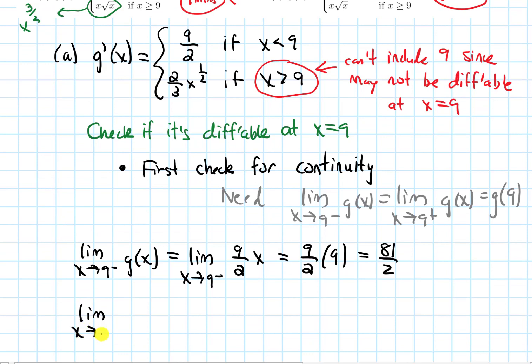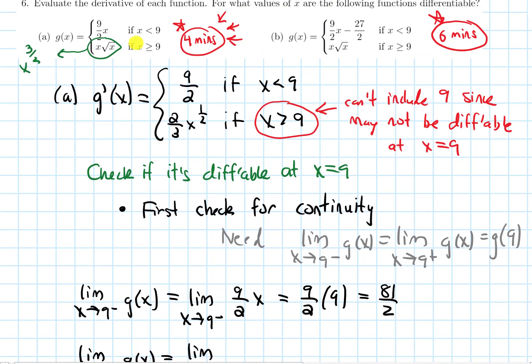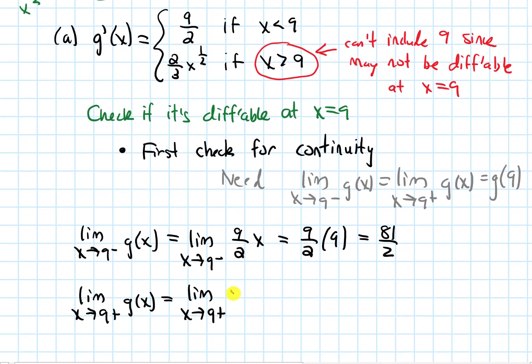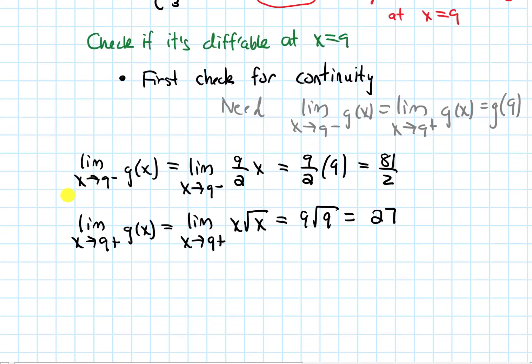The limit as x approaches 9 from the right of g of x. And on the right side of 9, x is going to be bigger than 9, so I use this bottom piece. I'm going to use x root x. And if we plug 9 into that, we get 9 times root 9, which is 9 times 3, and that's 27. So I don't even need, at this point, to figure out g of 9. These are already different.